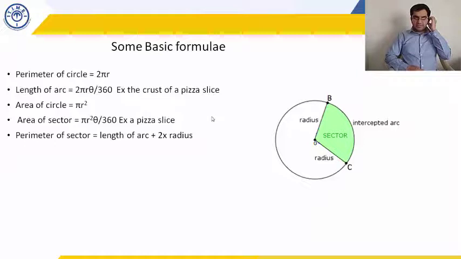And finally, if you needed the perimeter of the sector, it would be the length of arc plus the radius plus the radius, and that would become the perimeter of the sector. So it would become length of arc plus OB plus OC. That is length of arc plus 2 times the radius. And these are the basics that you need for the questions that we are about to solve. So please note these things down carefully.